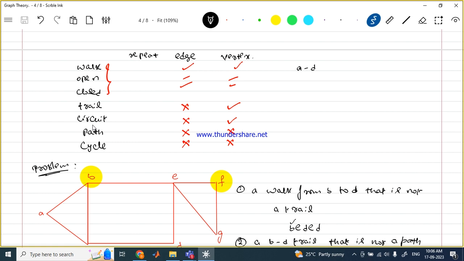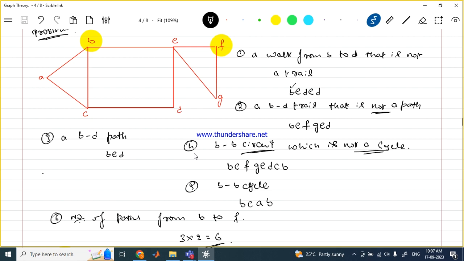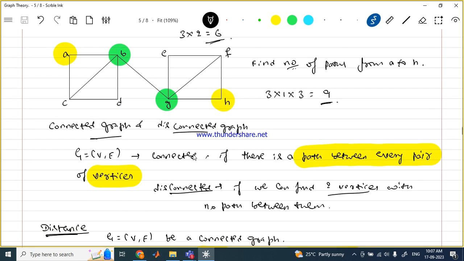For circuit, it's a closed walk. So there is no repetition of edge, but you can definitely repeat vertex, though it is not a must. But for a path, there is no repetition of vertex. You should know that if there is no repetition of vertex, obviously there is no repetition of edge as well. And cycle is nothing but closed walk in which there is no repetition of vertex. So as usual, there is no repetition of edge as well. Normally problems on this are important.